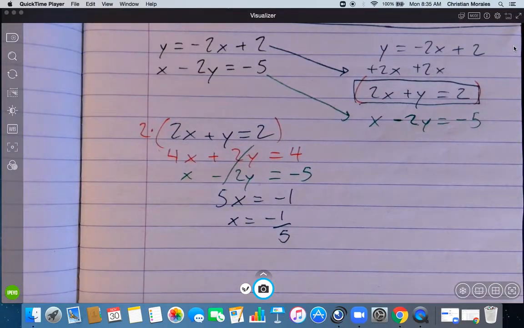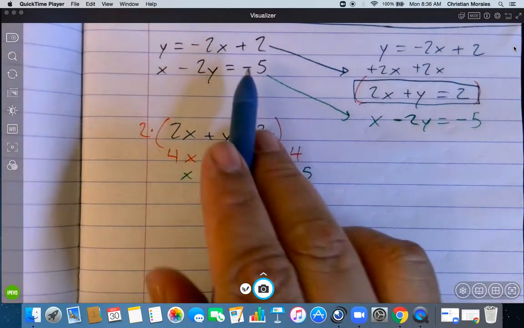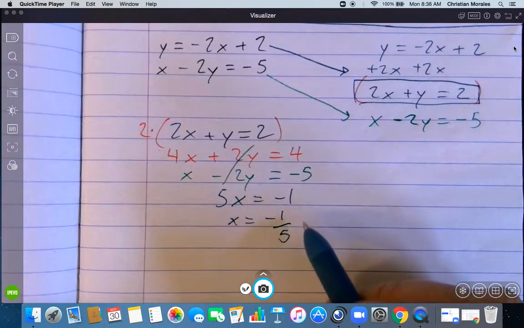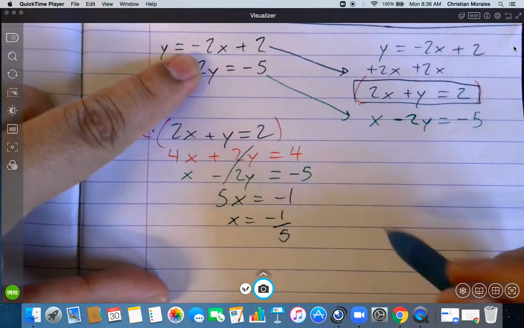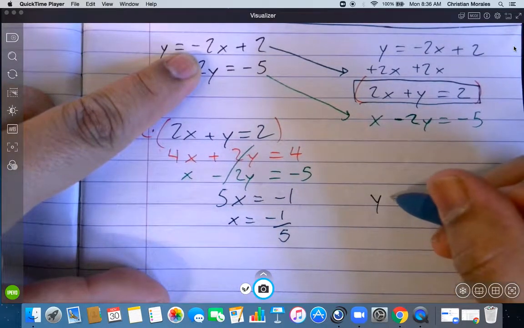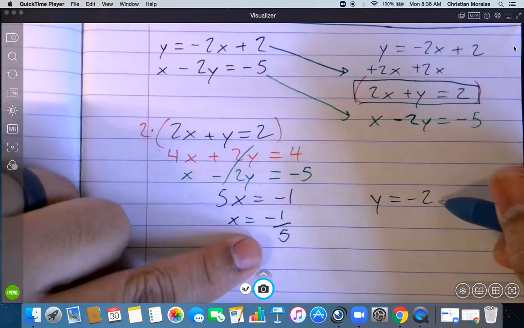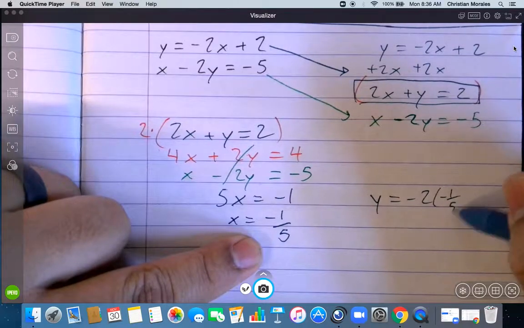Okay. I want to make sure I did this correctly. Normally you'll get whole numbers. Occasionally this does happen, but remember, all you do is plug it in. So I'm going to take that top equation. I'm going to replace the x with negative 1/5.